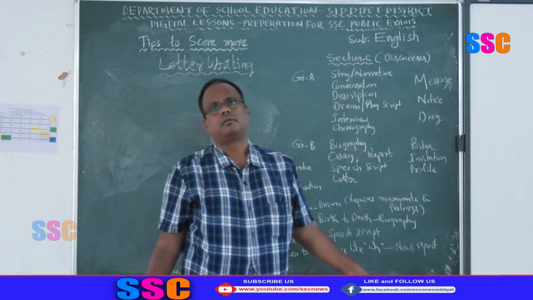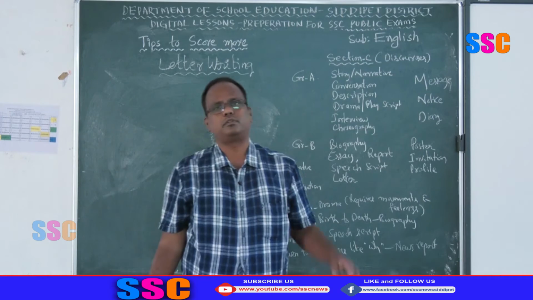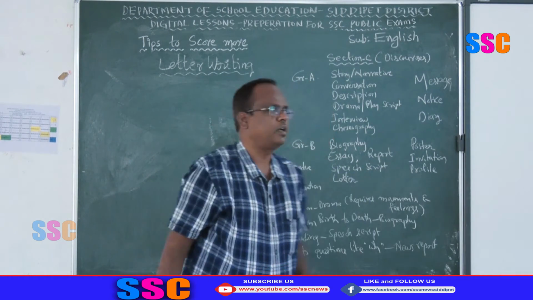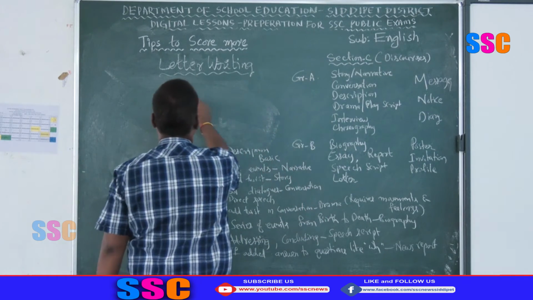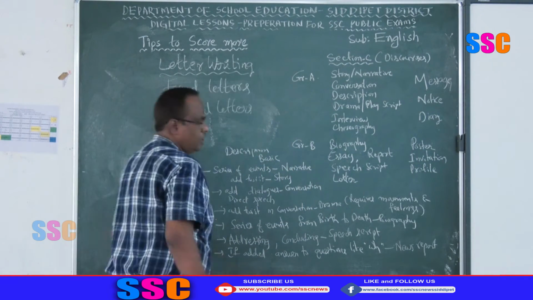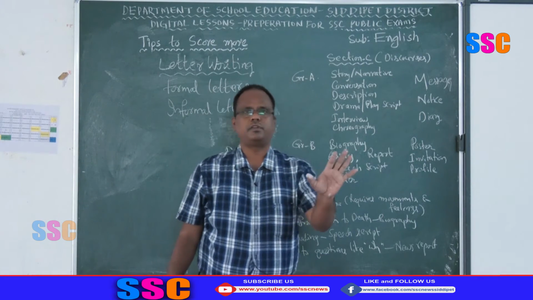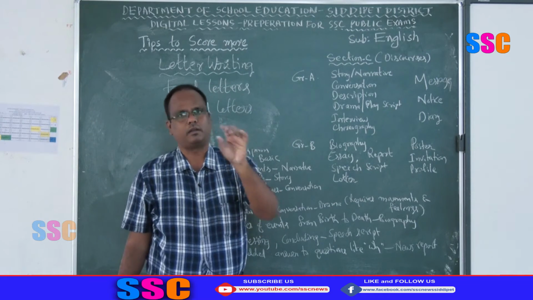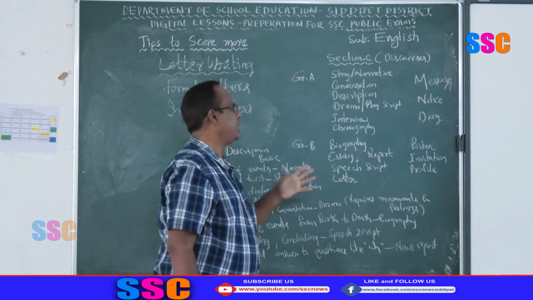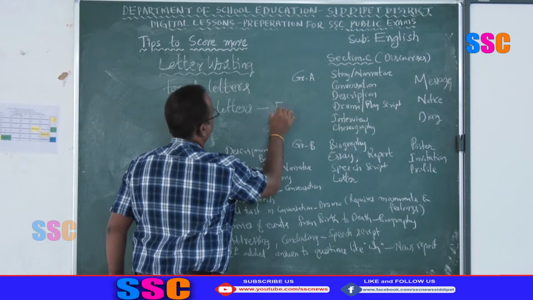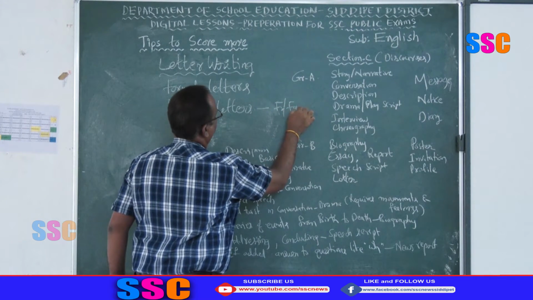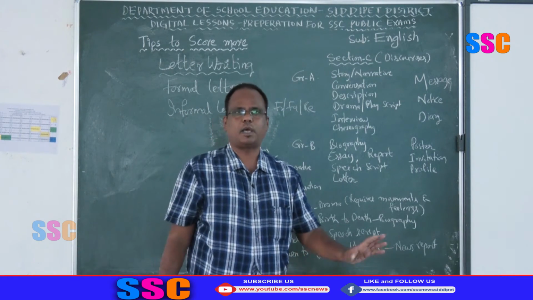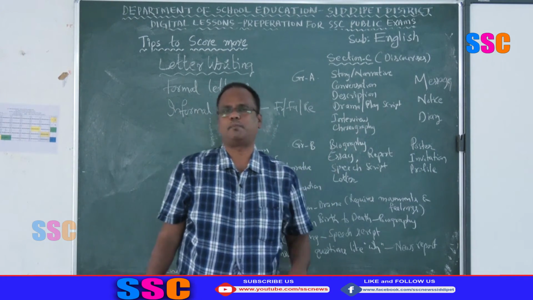Broadly, I can categorize letters into two types: formal letters and informal letters. What are formal and informal letters? Any letter that is written to a friend, a family member or a relative can be called an informal letter. Friend, family, relative. Other than these three types, the rest of the letters can be categorized as formal letters.